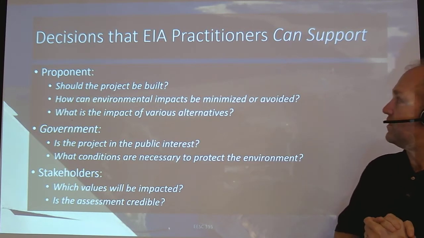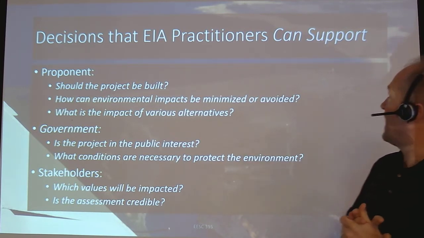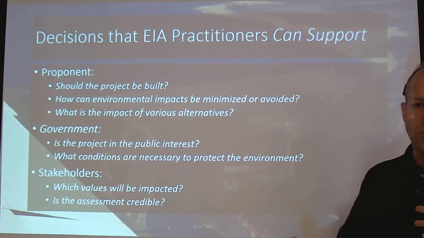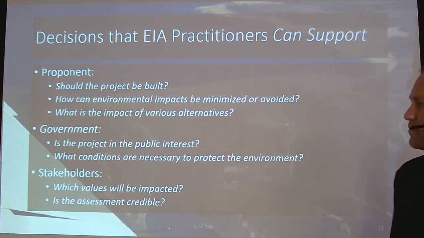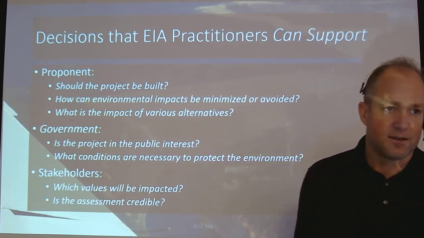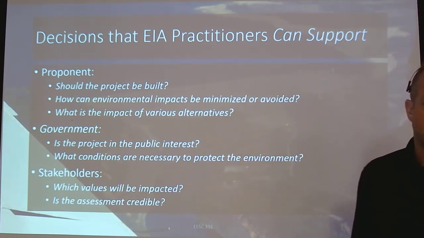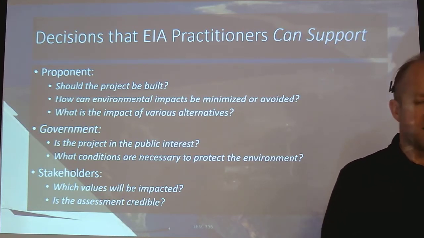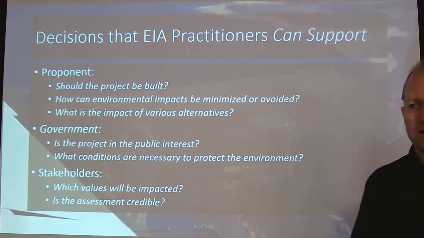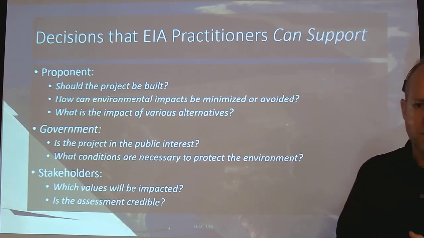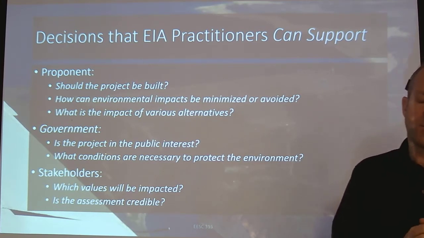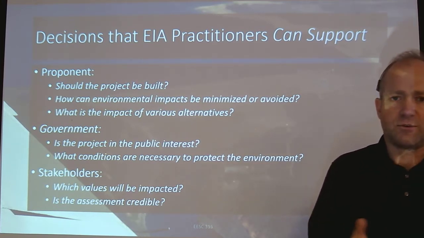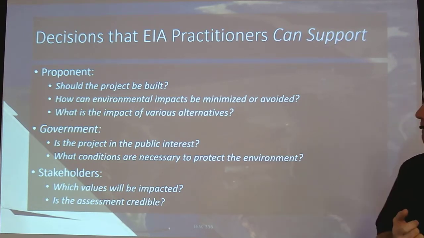Okay, so decisions that EIA practitioners can support. As a practitioner, we're not a decision maker, we're a decision supporter. So we can help the proponent decide, should the project be built? If we see a fatal flaw in a project, for example, some things are pretty much no-brainers. If some project is going to make a whole bunch of rare species go extinct, for example, that's pretty much a no-brainer. The project's just not going to get approved anyway, so it's kind of pointless to go through an assessment. How can environmental impacts be minimized or avoided?